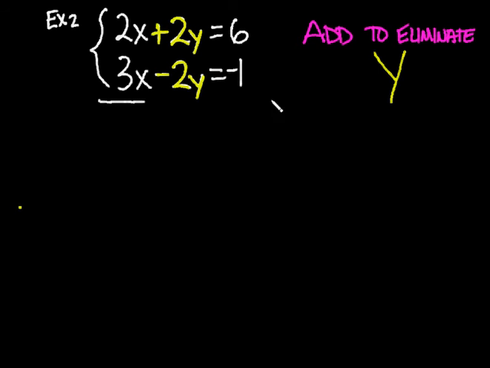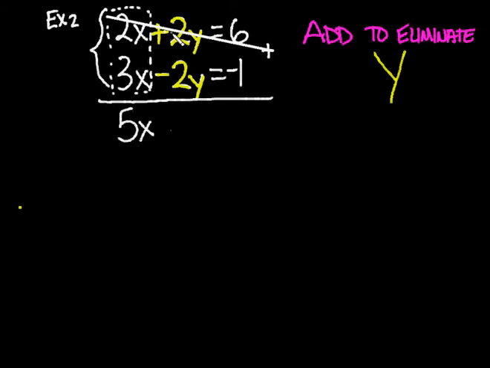I'll draw a line here. I'm going to add these. And we're just going to combine stuff that's the same. We're going to combine like terms. So the x's. 2x's and 3x's makes 5x's. 2y's and -2y's makes 0y's, so I'm not even going to write it. Over here, we got a 6 and a -1, which makes 5.